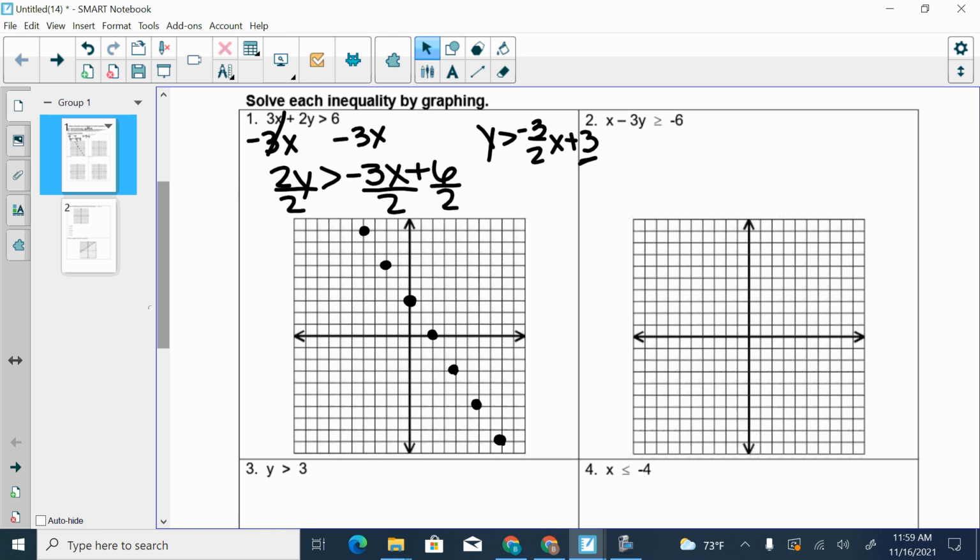Okay. So then we have to look at our inequality and decide, does this mean that I'm going to use a dotted or a solid line? Right. There's no equal to sign with it, so I'm going to connect my points using a dotted line. Okay, and my inequality said y is greater than, so where are we shading? Right. So everything above the line.